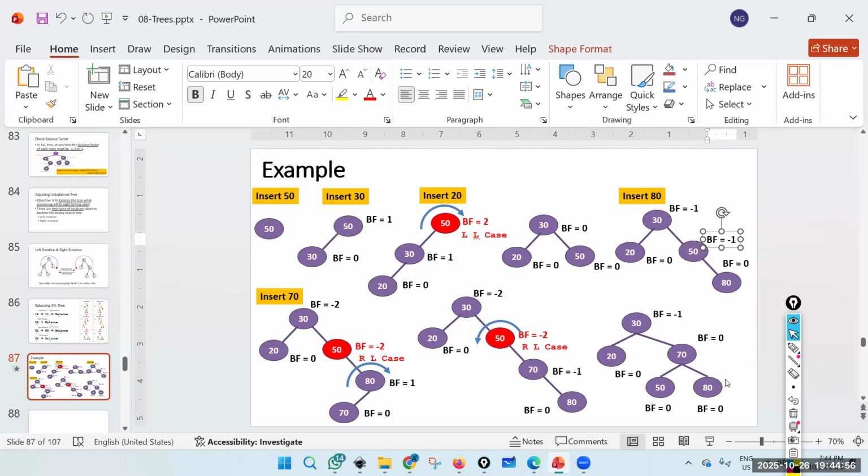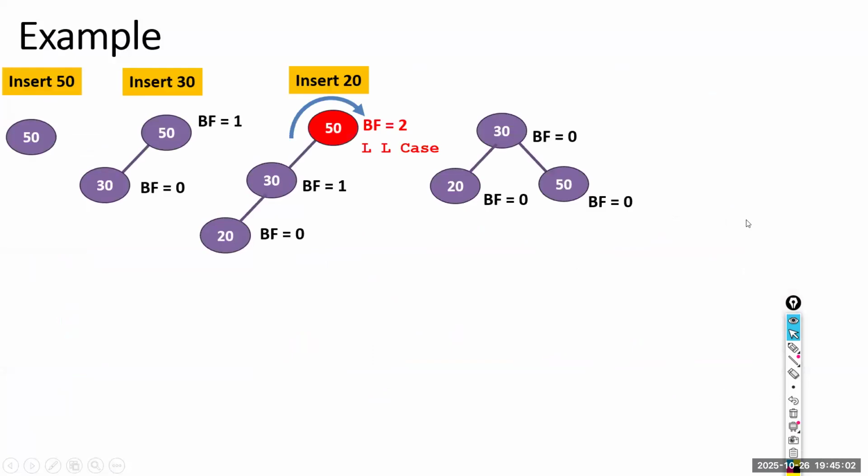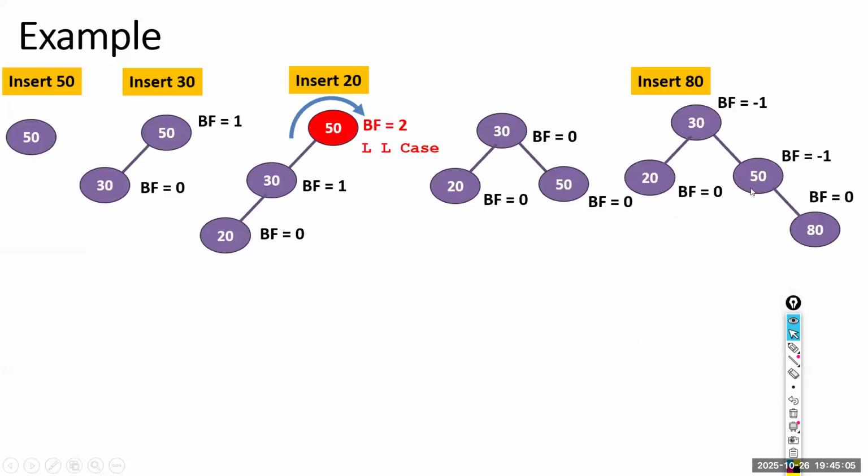So I just fixed that issue. This is not an issue, because 0 is fine, minus 1 is fine. So this is still balanced. If it is balanced, you don't do anything. With this insertion, you don't need to do balancing. So now we can do another insert.